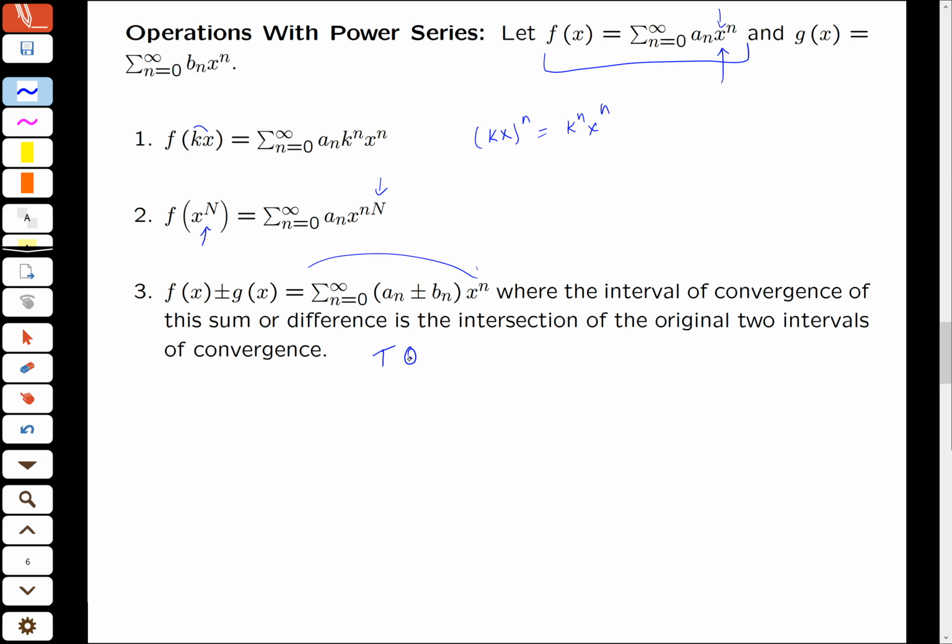I always have a test question dealing with this one right here. I'll give you two power series. They'll have different intervals of convergence, but one of them will be up here, and another one will be down here. And you will tell me that the interval of convergence is where they overlap. And you'll have to tell me that. So there will be a test question dealing with that one.